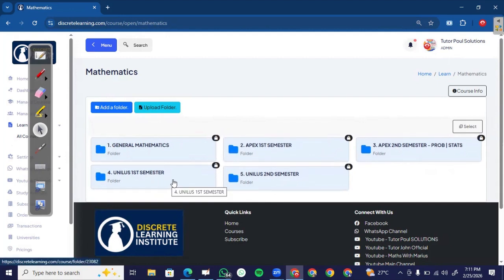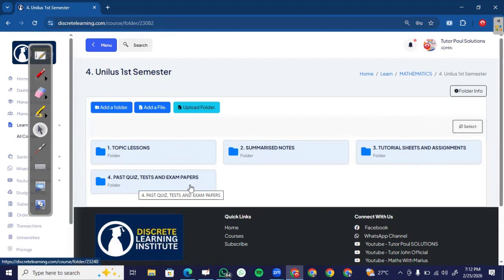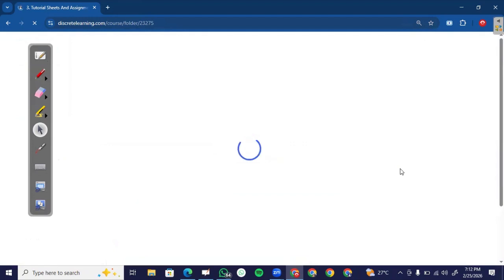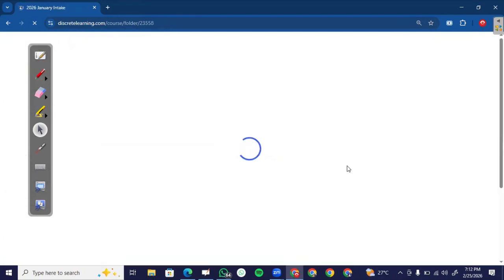For example, that tutorial sheet on functions was from Unilas. So just click on the Unilas part there for first semester. It opens, so you can see there are topic lessons, summarized notes, tutorial sheets, and then past quiz, test, and exam papers. If you want the tutorial sheet, just click on the tutorial sheet there, and you see there are different intakes. The current one is 2026, but if you're watching this in the future, even the tutorial sheet for that intake will be available here. So I'll just click on the 2026 January intake.